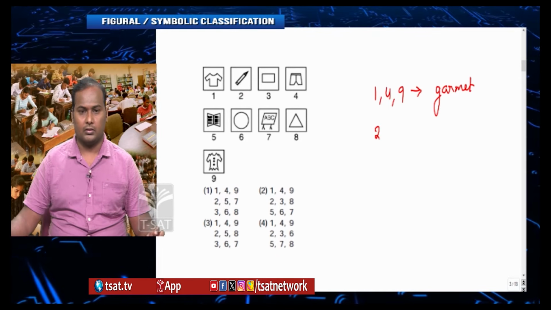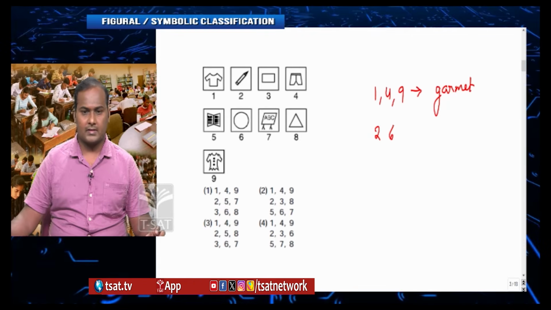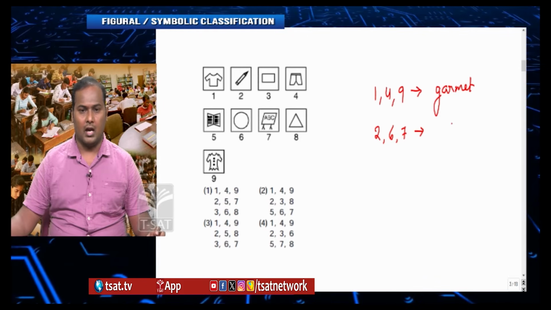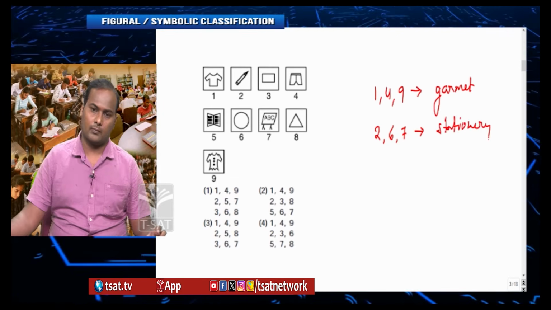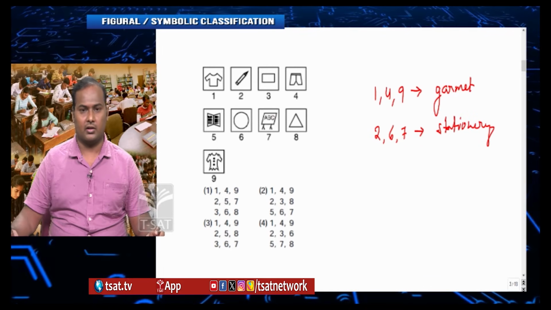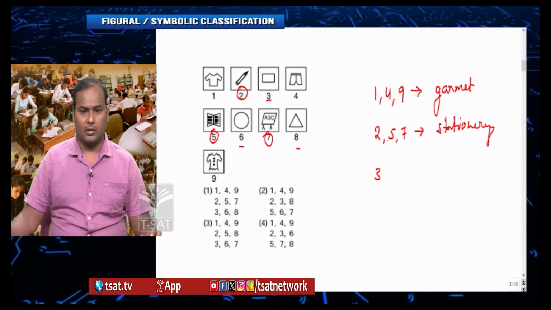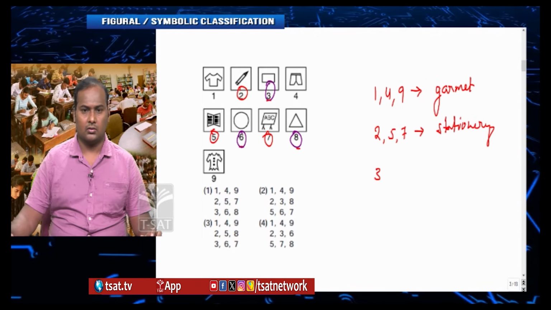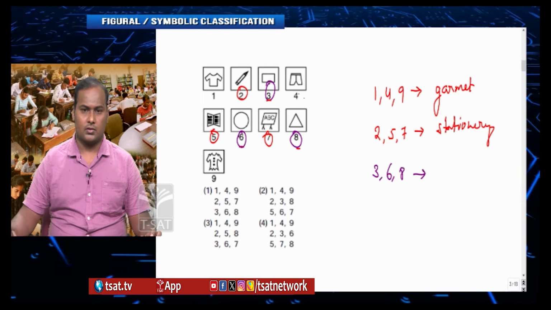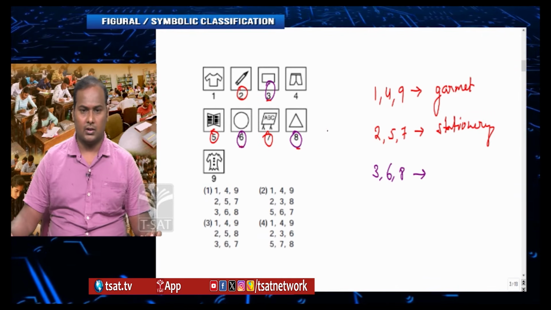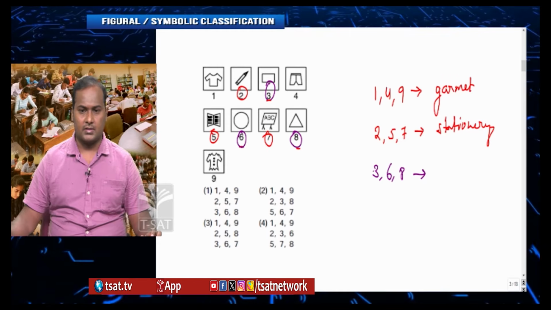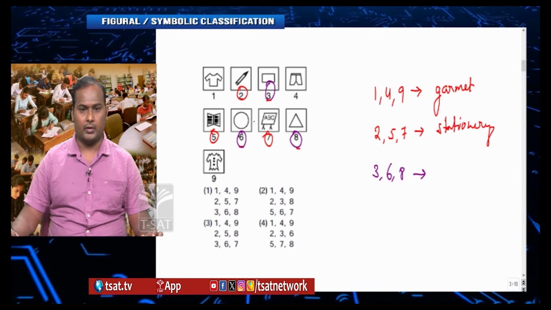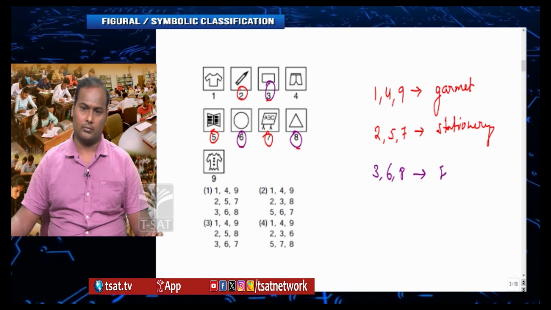So for figures 2, 5 and 7, these three can be classified based on the character of stationery, and he is talking about all stationery items here. The remaining group, that is 3, 6 and 8. So 3 is a square, 6 is a circle, and 8 is again a triangle. So 3, 6, 8 I can group into the symbols you see in our geometry. So symbols belong to geometry.